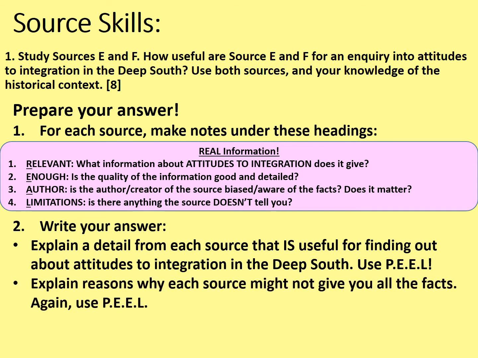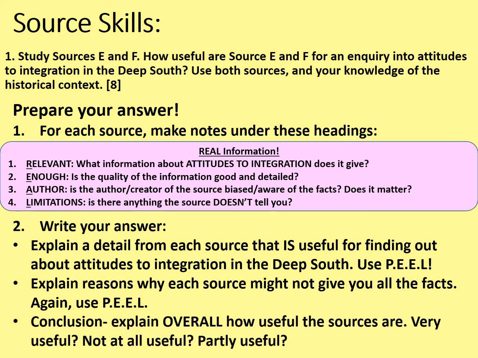Then, explain reasons why each source might not give you all the facts that you need. Again, you can make a point, give an example, explain it, and link it back to the question of usefulness in terms of looking at attitudes to integration in the Deep South. And then you'll need to conclude overall. Explain overall how useful the sources are. Very useful, not at all useful, partly useful. Make a decision and don't sit on the fence.